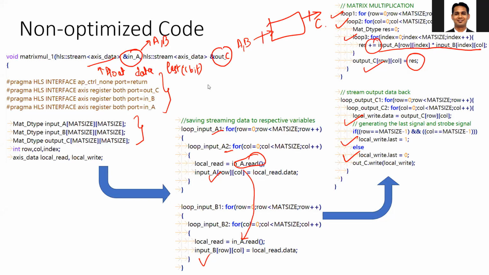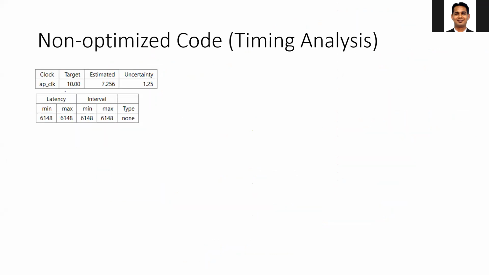Okay, so we have completed this code. Then you can see that we got the total clock in a 10 nanosecond clock. You can see that our code is using only 7.256 nanoseconds, and the clock uncertainty was 1.25. So from the 10 nanoseconds, if you reduce 1.25, we had the total 8.75 nanoseconds, and our code is able to complete the operation in 7.256 nanoseconds. So we have sufficient buffer for the routing delays and the other details.